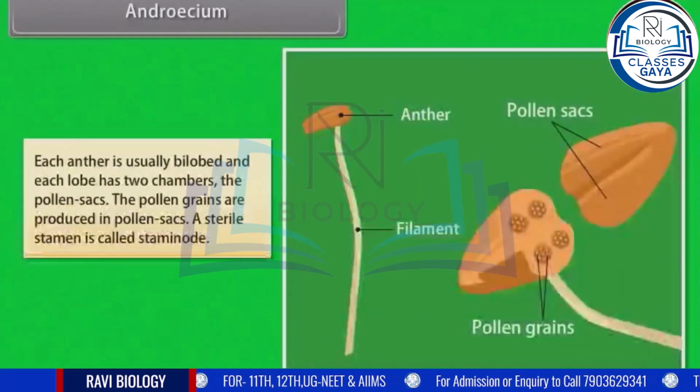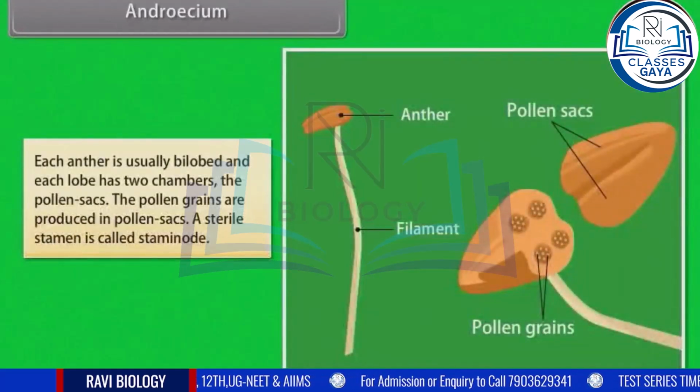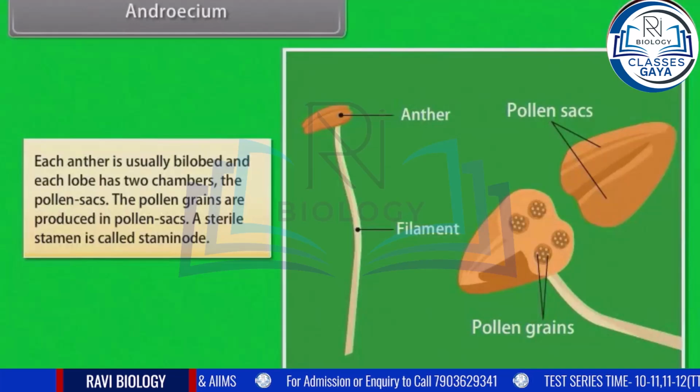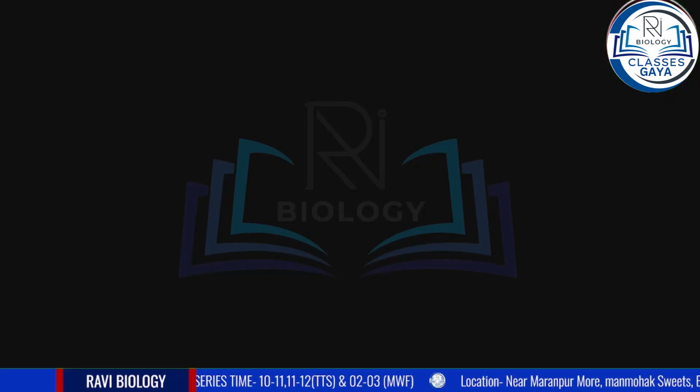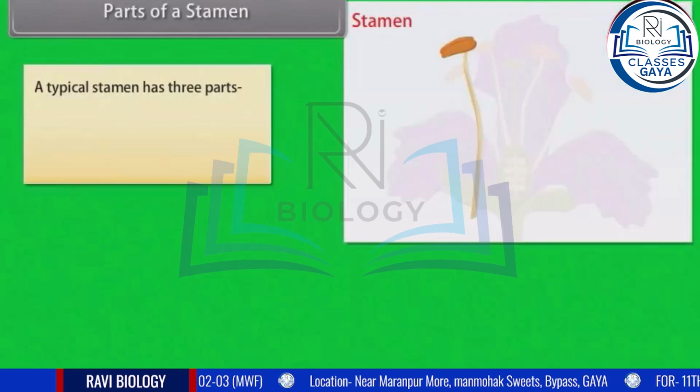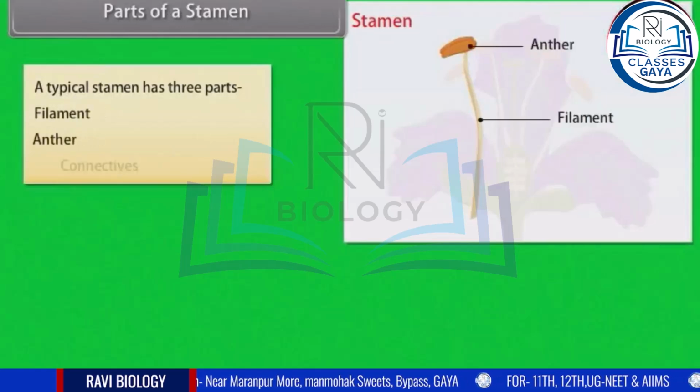Each anther is usually bilobed, and each lobe has 2 chambers, the pollen sacs. The pollen grains are produced in pollen sacs. A sterile stamen is called a staminode. A typical stamen has 3 parts: filament, anther, connective.